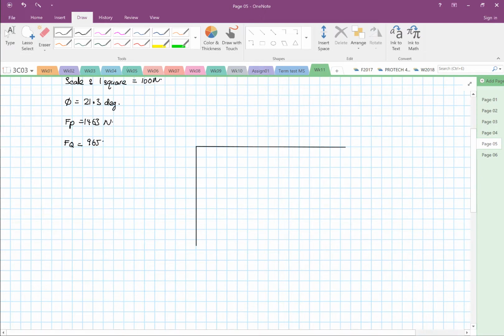Yeah, this is your FP line, and this is your FQ line. Then from here you can find your resultant. Your resultant is also equivalent to the diameter of your circle. So this is the resultant from here to here. This is the resultant.